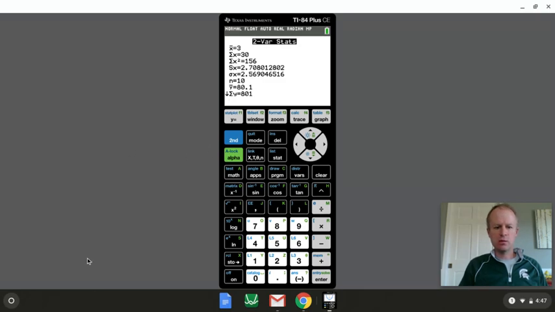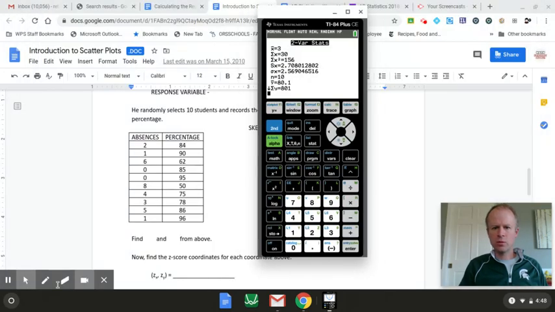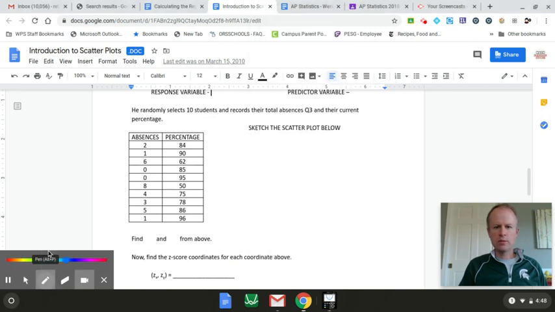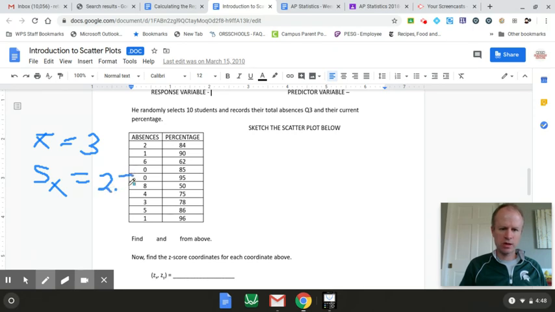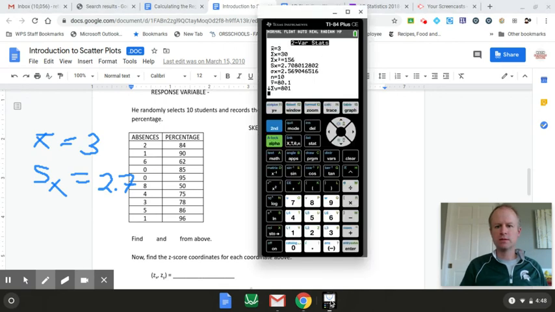I'm going to write these down over here. So x bar, I would say, is 3. And then the standard deviation of X, this is messy, I've got to practice this, is 2.7. That's rounded slightly. We try to avoid rounding as much as we can. And then you could do the same for the Y. If we take a look at the Y, the mean is 80.1 and the standard deviation is 14.57. So what we're going to do is actually find the Z-scores.